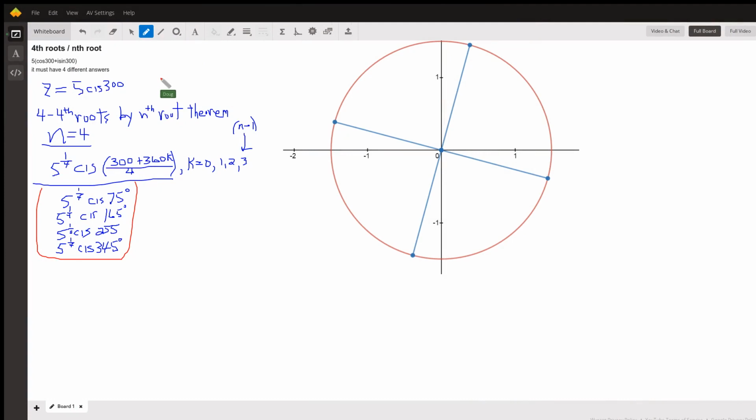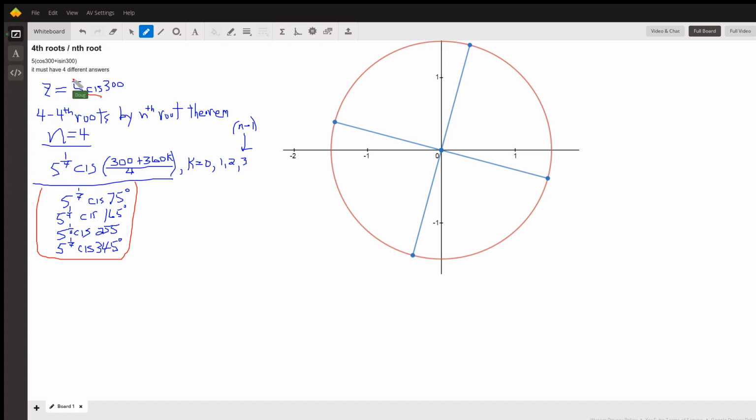Okay, here we've got a complex number, which I'll label with the letter Z, equal to 5cis300. That's just a shortcut abbreviation for the cosine of 300 plus i sine of 300. And we want to find the fourth roots of that complex number using the nth root theorem. So in our case, n is equal to 4, and this is the formula.